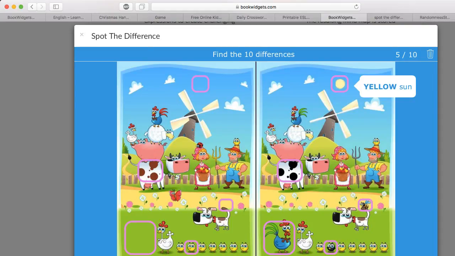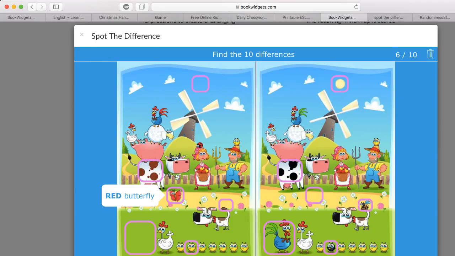Anything else? There is a red butterfly in the first picture. That is correct. That is the red. There is a red butterfly in the first and no red butterfly in the second. Perfect. So you get how this game slash activity is played, how we are doing this. Make sure to describe these as much as you can.